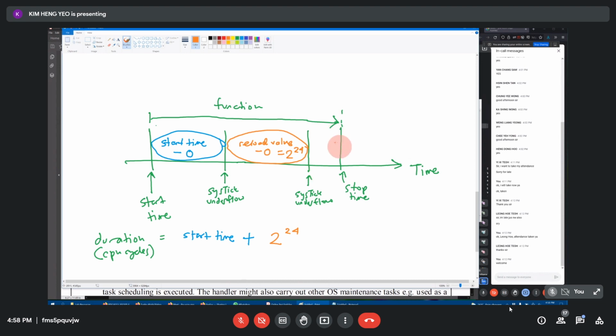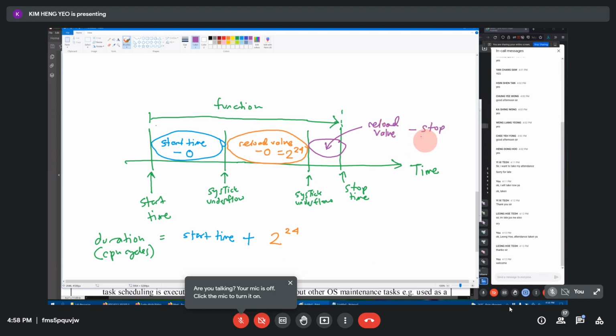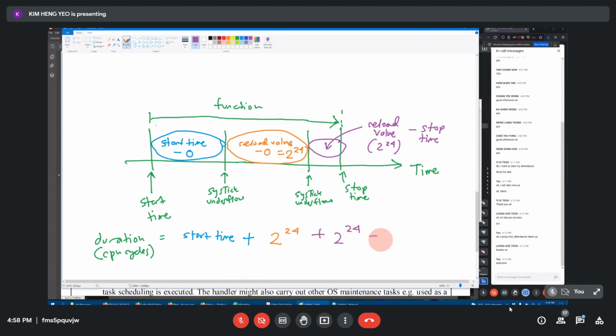And how about this last part? This part is the reload value minus the stop time, where the reload value is 2 power 24. So plus 2 power 24 minus the stop time. Okay, so let's look at our code.